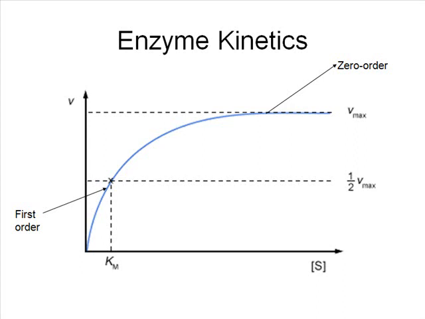Now remember, what is the rate limiting factor here? You want to make the enzyme the rate limiting factor, right? Because you want to know how much enzyme is present. So you want to do an overabundance of substrate.